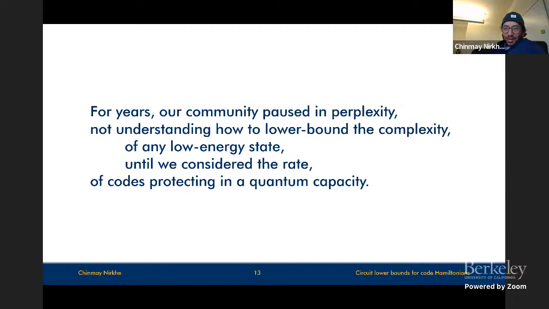So this is my limerick I wrote yesterday. So for years, our community paused in perplexity, not understanding how to lower bound the complexity of any low energy state until we considered the rate of codes protecting in a quantum capacity. So very good. Thanks for the challenge of writing the limerick. It was fun. And I think I'll ask now Abhinav to read his limerick again.